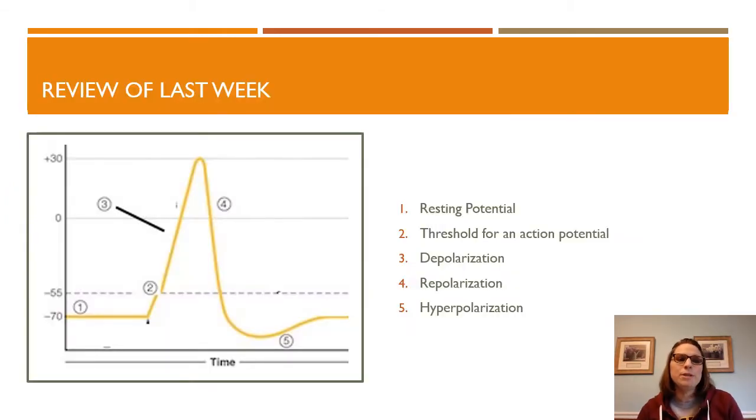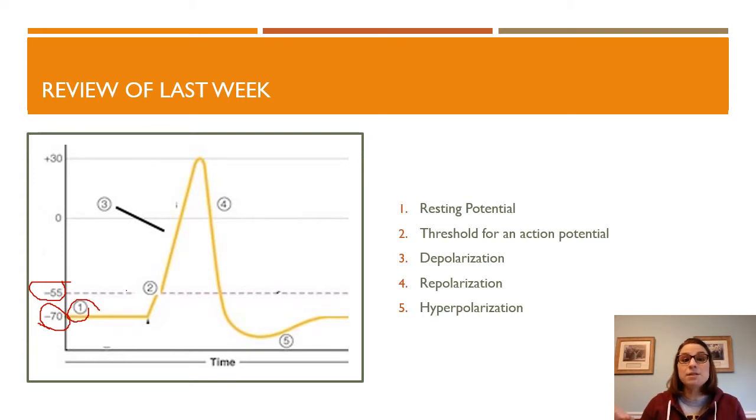Before we start taking a look at what we're going to do this week, let's review a little bit of what we did last week. We took a look at the action potential last week, so let's look at an action potential graph. We typically start at resting potential, that's number one. Our resting potential is negative 70 millivolts, so there is less of a positive inside and more of a positive outside. At 2, we hit threshold potential, which is negative 55 millivolts.